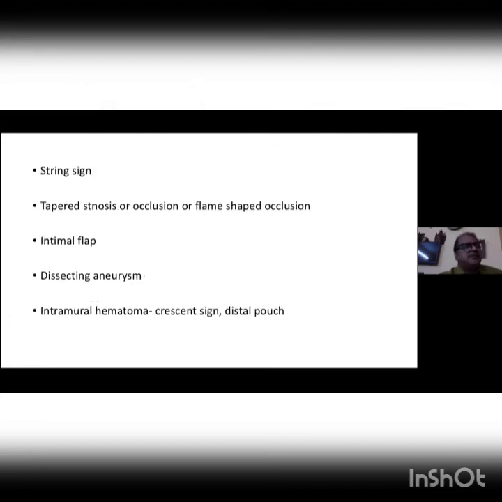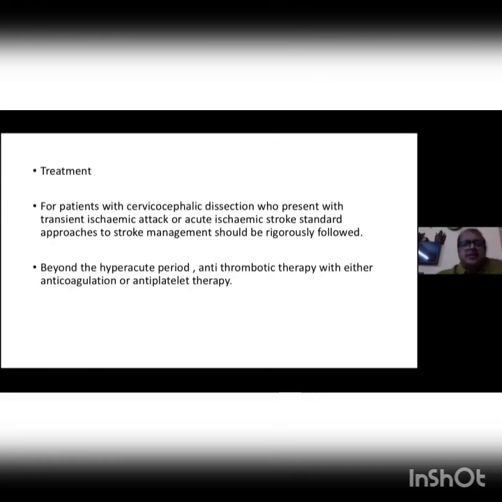I think many of you have seen the string sign in the vessel because of dissection, a tapered stenosis or occlusion, or a flame-shaped occlusion. If there is occlusion, the remaining vessel is seen as a thin stream that can look like a flame, so this is called a flame-shaped occlusion. With an intimal flap, you can see a flap inside the vessel. With a dissecting aneurysm, you can see the aneurysm itself. And with an intramural hematoma, you can see a crescent sign if you do axial sections, in the blood vessel lumen, and a distal pouch. So I'm almost finishing the talk.